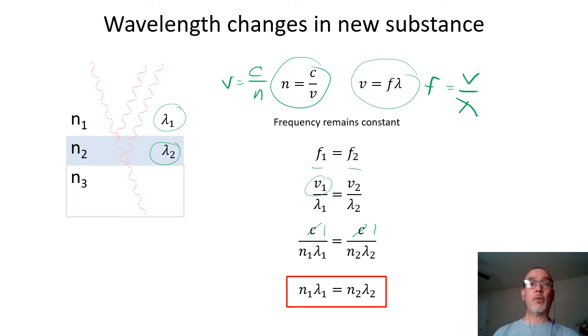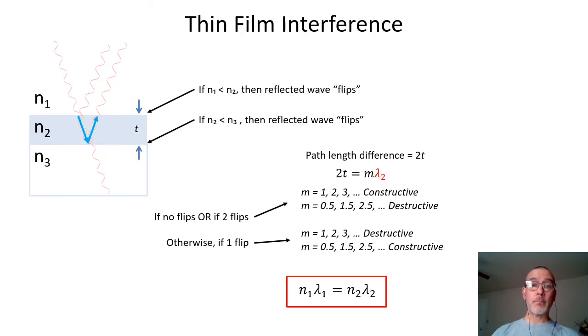I don't encourage you to memorize much, but this is a good one to have when you're doing thin film interference. So now back to what we had before with the path length difference, and if one flip or two flips, and these conditions. Now you'll see that I've changed that to lambda 2 because I need the wavelength in the second substance. So now we have something that's reasonably comprehensive, but it looks reasonably challenging.